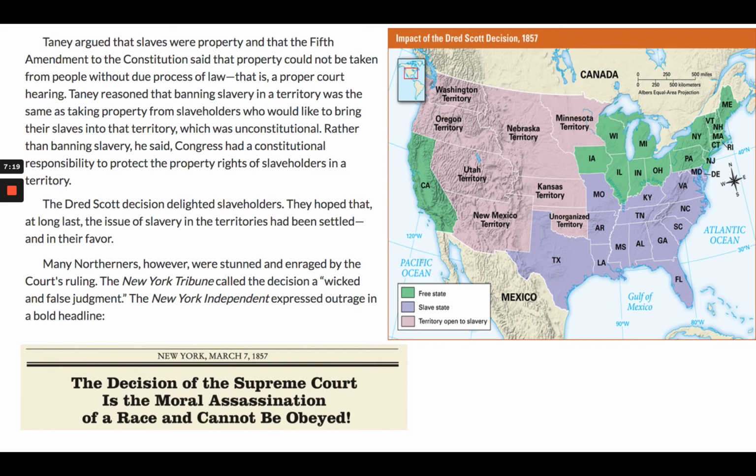What does that headline mean? The decision of the Supreme Court is the moral assassination of a race and cannot be obeyed. Go ahead and answer that question.